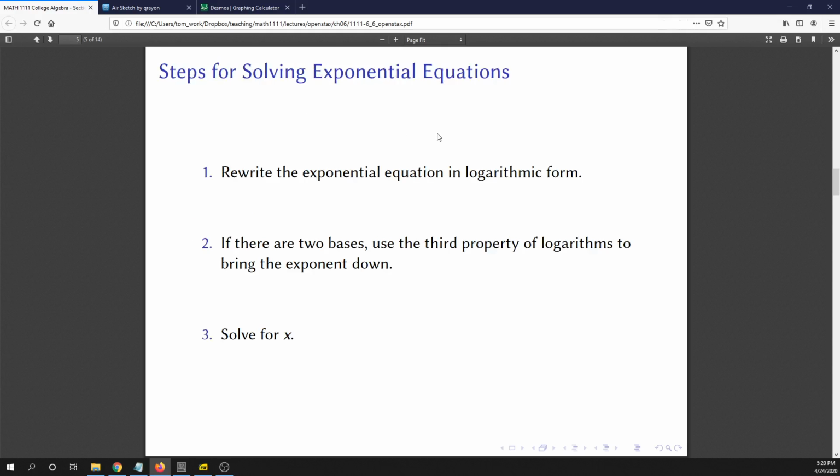All right, so here are the basic steps for solving the exponential equations. Number one is rewrite the exponential equation in the logarithmic form. And if there are two bases, use the third property of logarithms to bring the exponents down. We'll talk about an example of that. And then finally, solve for x.